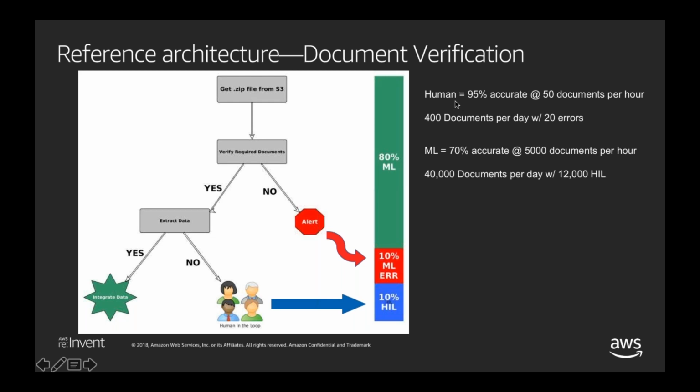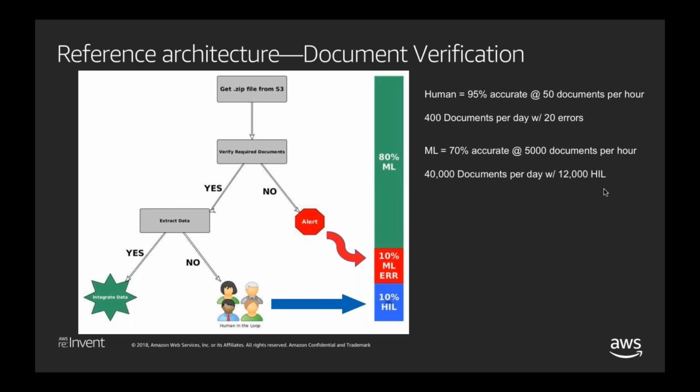So I estimate that a single human can do about 400 documents a day with around 20 errors. Now, with machine learning, I'm going to go low here. I'm going to say we hit 70% accuracy, which your first instinct may be to say that's terrible. Well, no, it's not terrible, because think about this. It's 70% accuracy, but I can do 5,000 documents an hour.